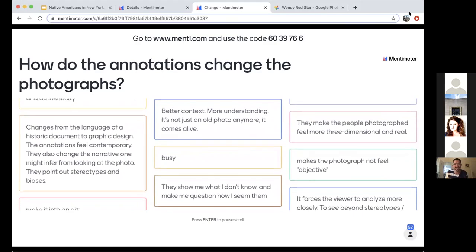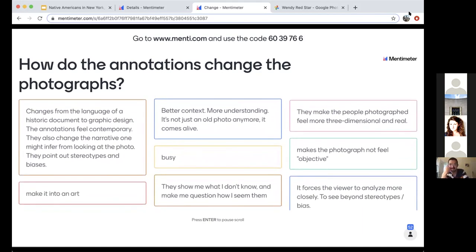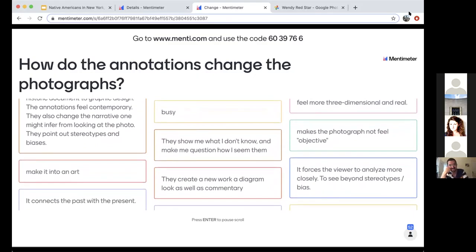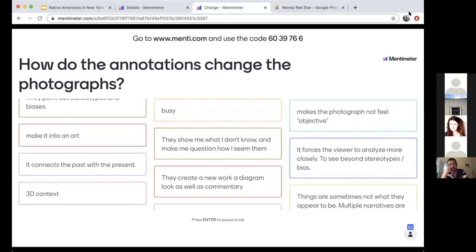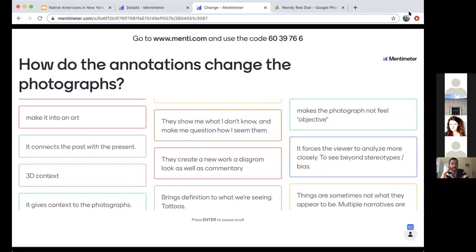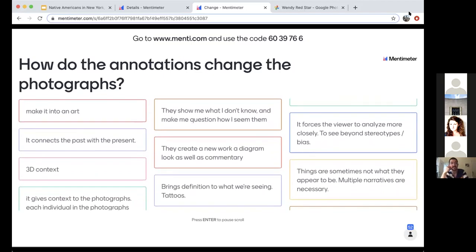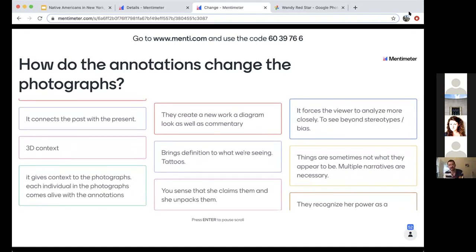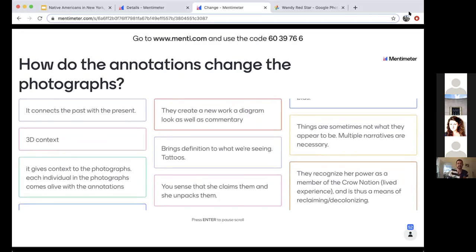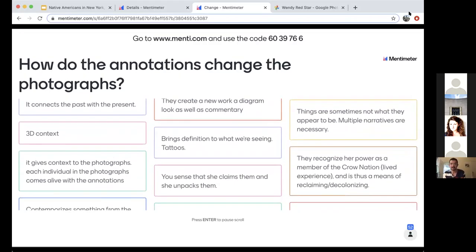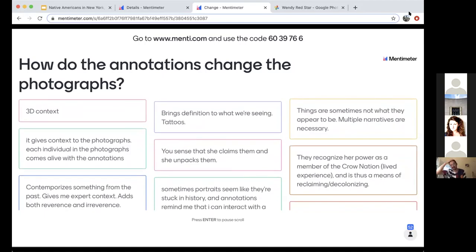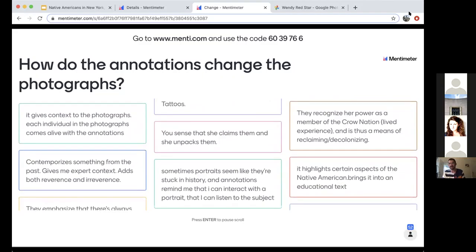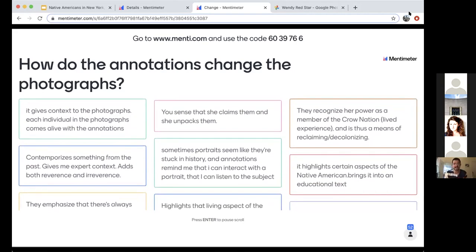Oh, these are all so good. One person said busy, that's true. They show me what I don't know and make me question how I see them. Connects the past with the present. They create a new work, a diagram, as well as commentary. These are all awesome. I'm going to leave this up for a minute in case people want to continue seeing how people responded to the annotations.